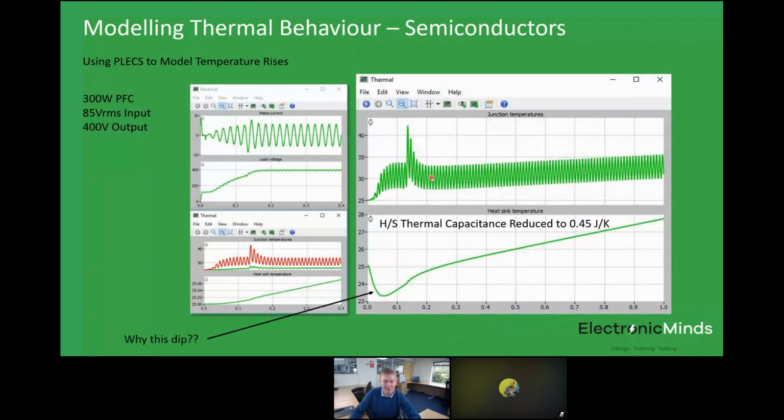Now, for those observant of you here, we can discuss this a little bit more in the questions section at the end. When I was putting these slides together, I saw a really weird effect, and I couldn't work out initially why this was happening.